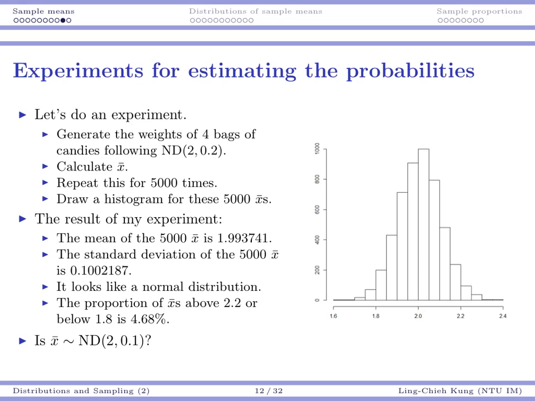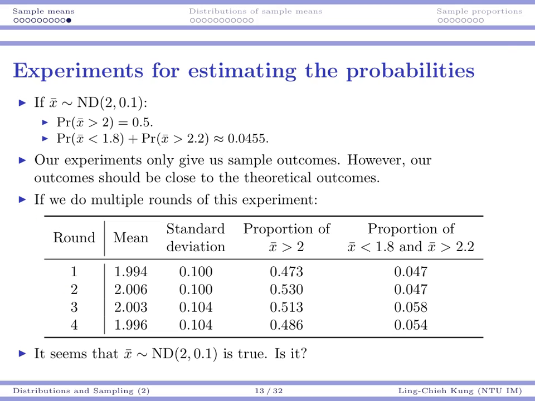So this gives us a conjecture: it seems that x bar is roughly normally distributed, with mean 2 and standard deviation 0.1. So we get this idea, and let's try to confirm it. If x bar is really a normal distribution with mean 2 and standard deviation 0.1, then the probability for it to be greater than 2 should be exactly 1/2, and the probability for x bar to be too extreme would be around 4.5%. Our experiment is only a sample outcome, so it cannot perfectly fit these numbers, but it should be close to these theoretical outcomes.